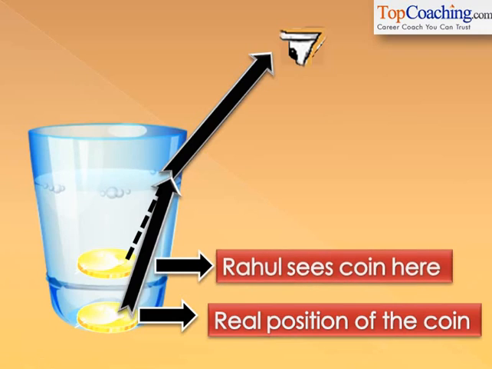So he tries to pick up the coin from this position because he sees the coin here. However, there is no coin here, there is only water, and that is the reason why Raoul is unable to pick up the coin in the first attempt, because there is no coin at the position where he sees the coin. There you go. That's our answer.